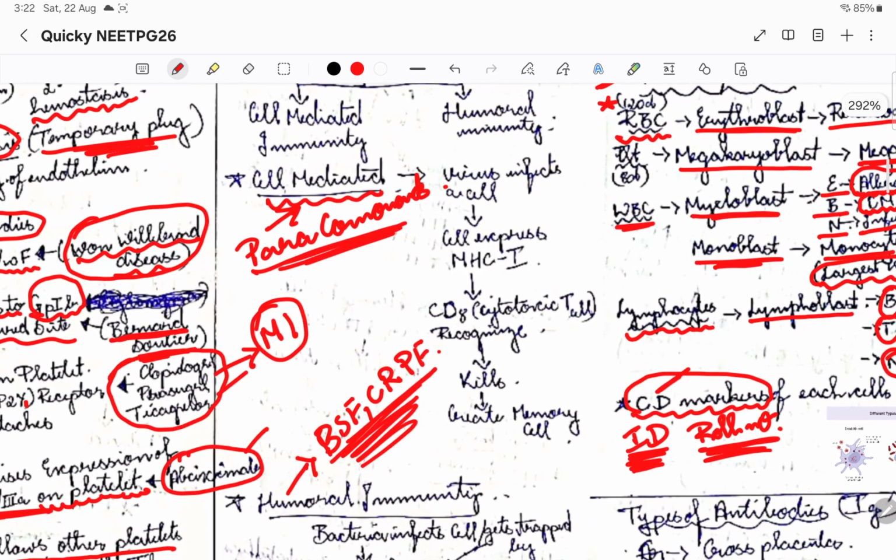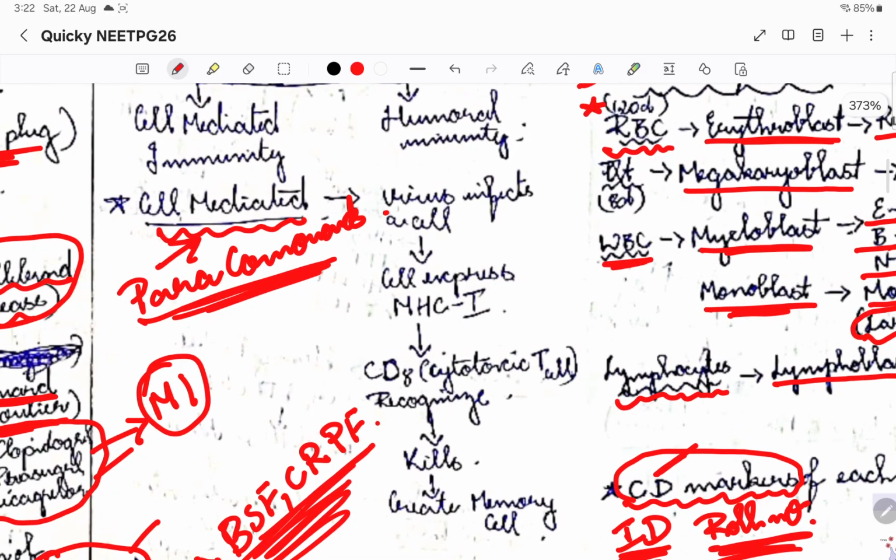Okay, so let us see what are these two things. Suppose a virus infects a cell. What happens is, the cell starts expressing MHC1 in its body. Okay, what is this MHC1? So there is a cell, and there is a notice board to the cell. What is this notice board?